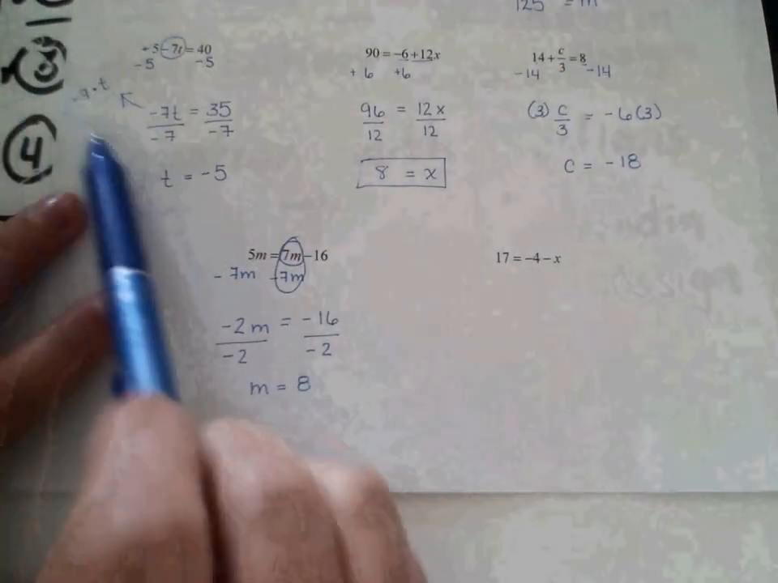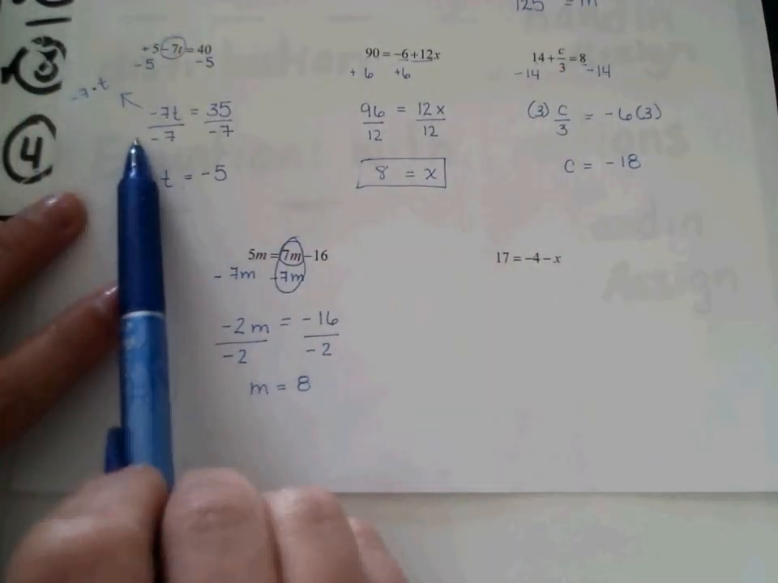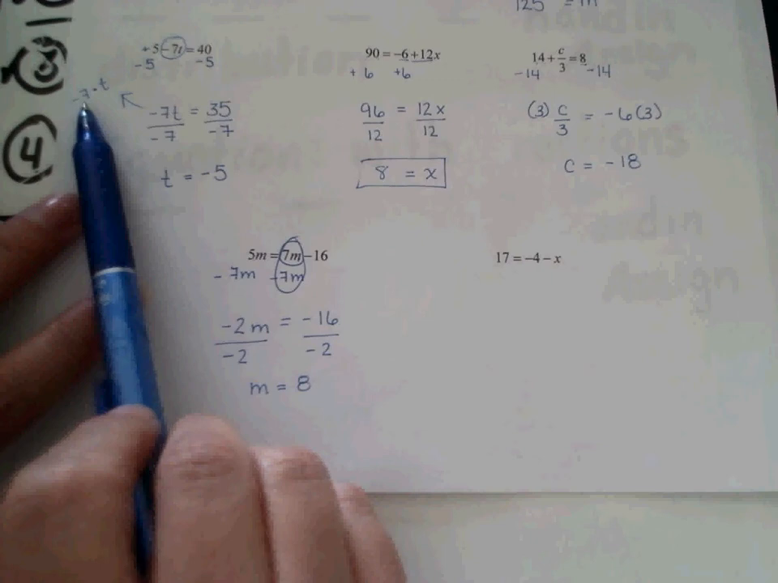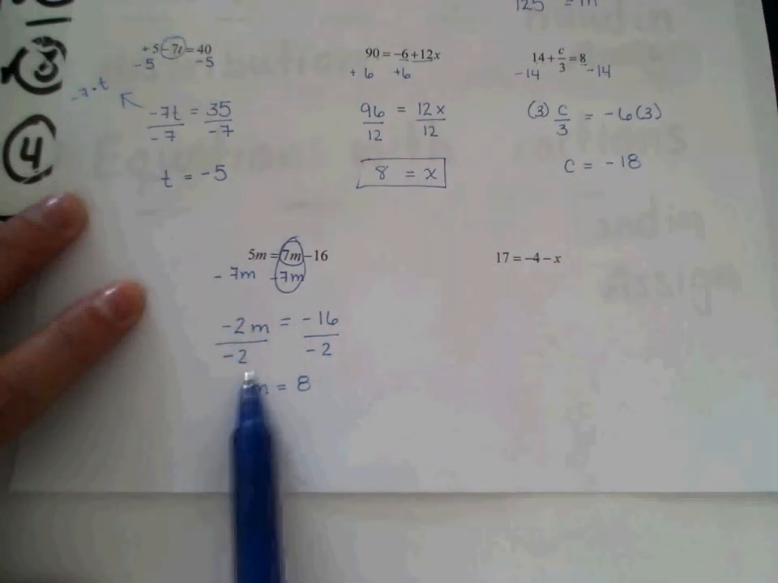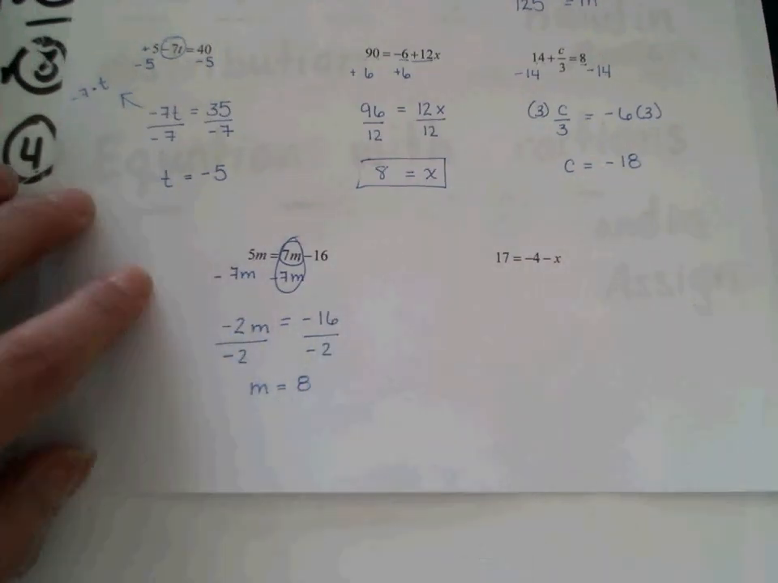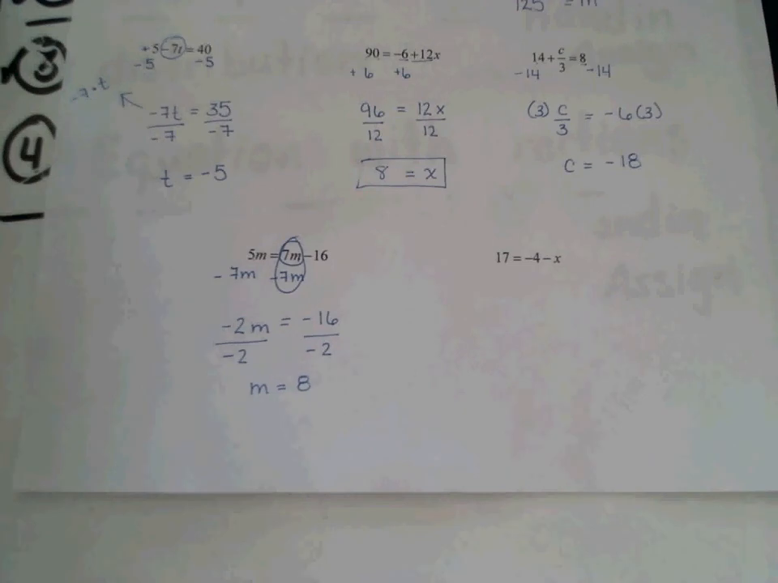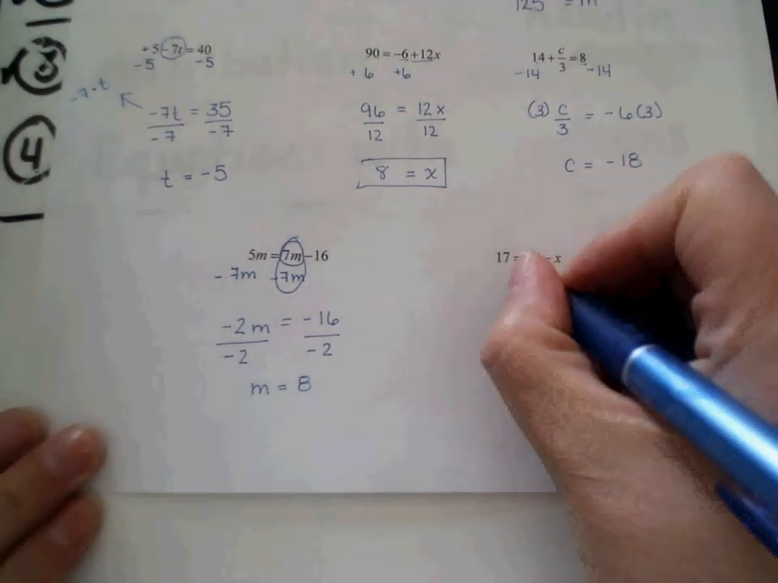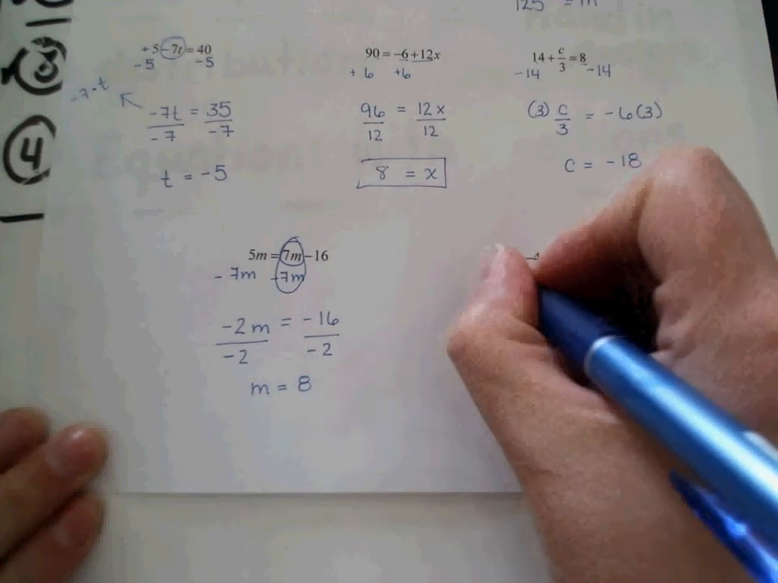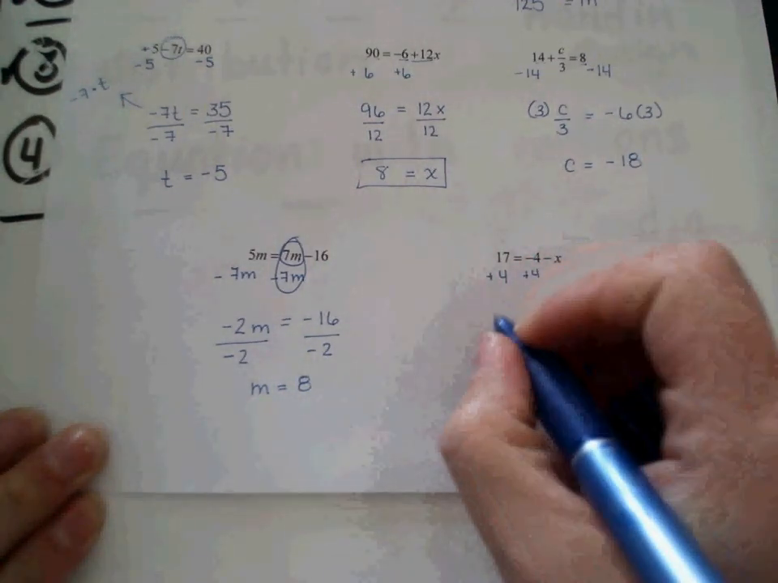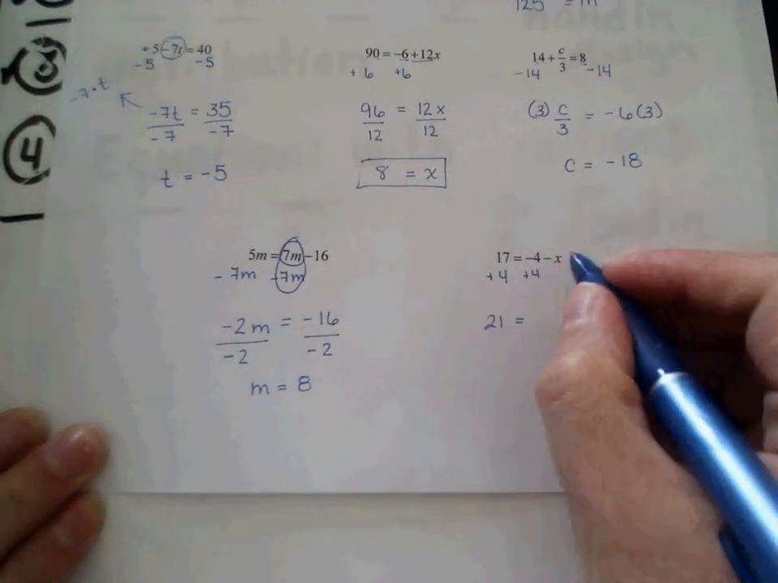That's similar to this question that we did. Ooh, can't see it. Similar to this question that we did up here. So it's multiplied by a -2, so I'm dividing by a -2. So I get a positive 8 as an answer. Okay, last one. Ooh. Okay, so I'm going to add 4 to both sides.